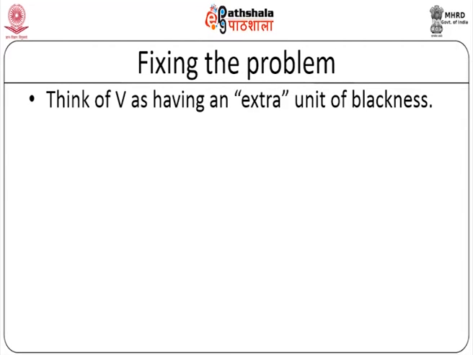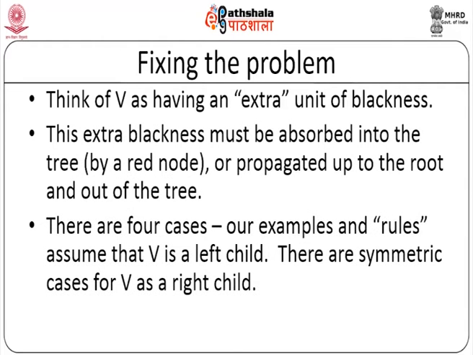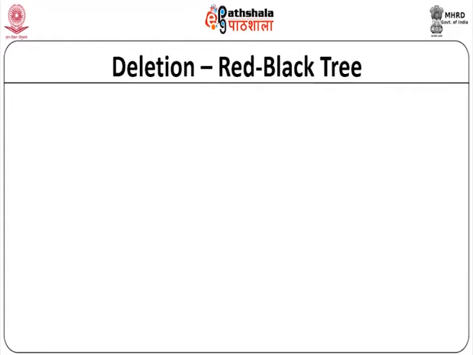Let us assume that we will see the figure in the next slide. We will think of V as having an extra unit of blackness. This extra blackness must be absorbed into the tree by a red node or propagated up to the root and out of the tree. Very interesting concept. So, for a node V which has extra blackness, the double black, either the blackness must be absorbed by a red node, or you have to propagate it up and push it out of the root. There are 4 cases. Our examples and rules assume that V is a left child; they are symmetric if V is a right child.